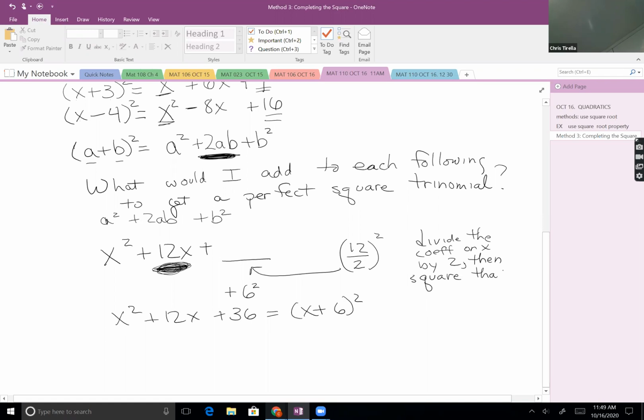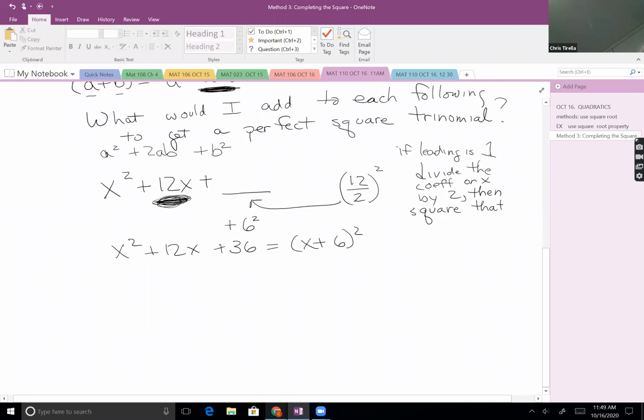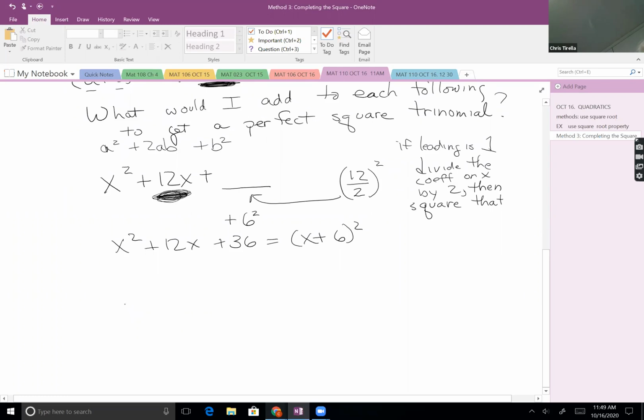And I apologize, I misspoke just a little bit. This will only work if the leading coefficient is 1. If I have a number in front of the x squared, this method gets shot to hell, and I have to do a bit more work. So let's say I have x squared. Oh, you know what? Let's get all crazy. Instead of putting a plus, let's put in a minus. x squared minus 18x.